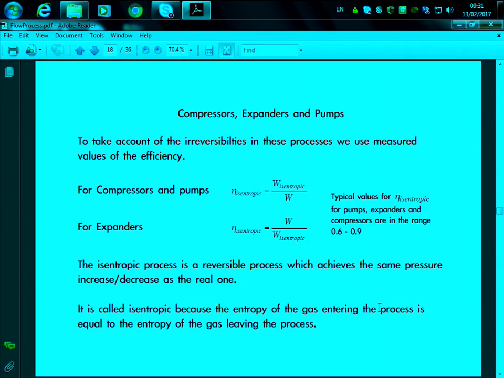Okay, but in this case, we are assuming that it's a reversible process. We are obtaining the work at isentropic conditions. So this is work at isentropic conditions, and that's work at real conditions. What's the difference? In this case, we are assuming that this is a reversible process, and in this case, we are accounting for the irreversibilities of the process.